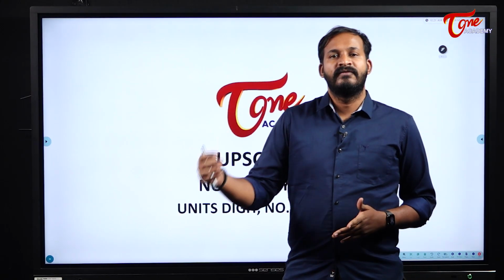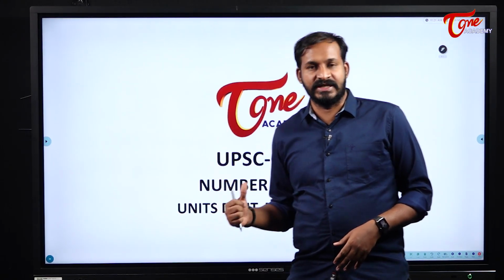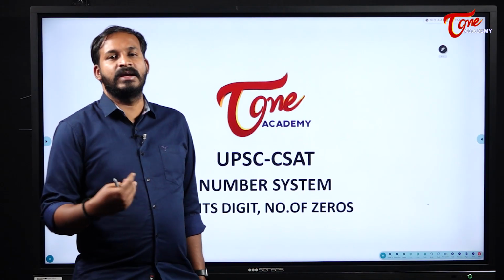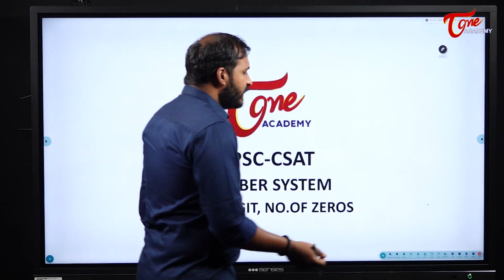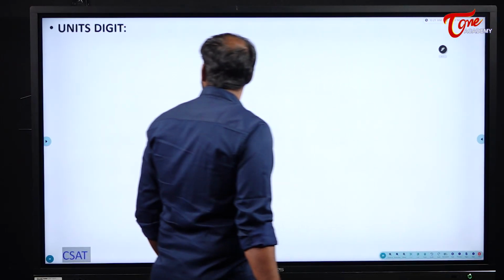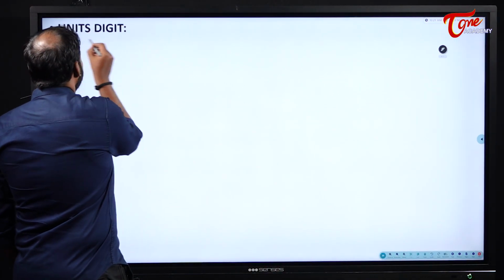In our last session, we started discussing the number system concept and we solved some of the problems from the number systems. So in this session, we are going to discuss the units digit concept and the number of zeros concept, students. So when it comes to this units digit, what is this units digit?